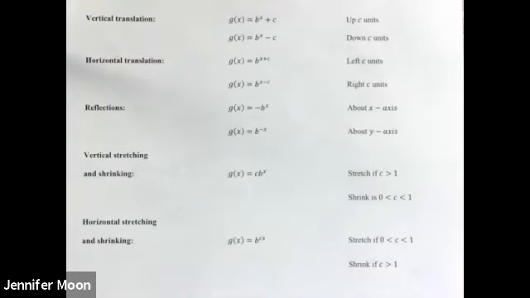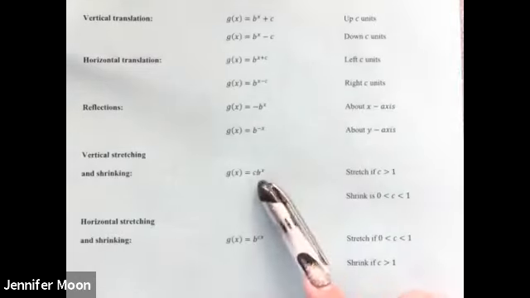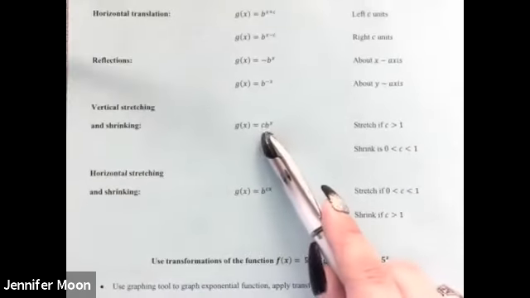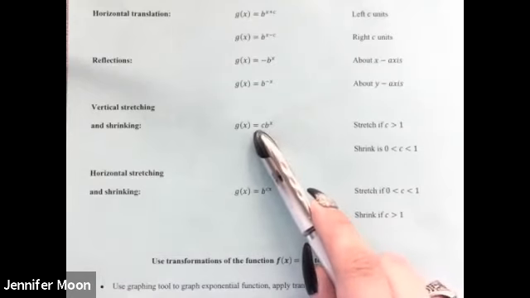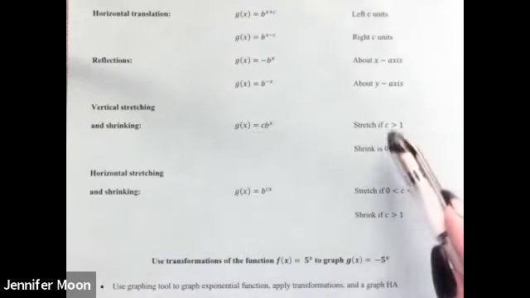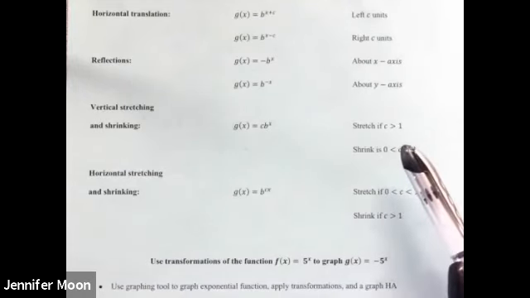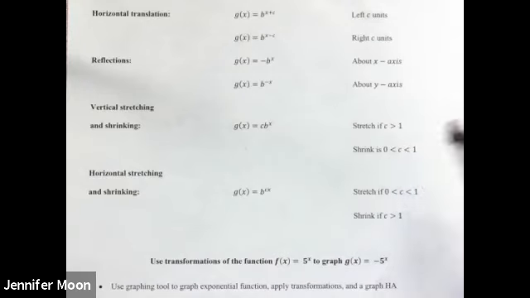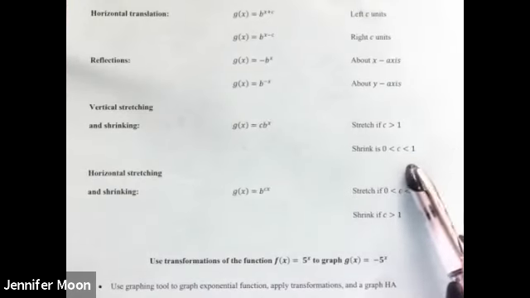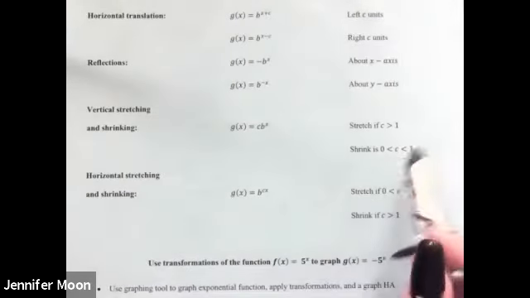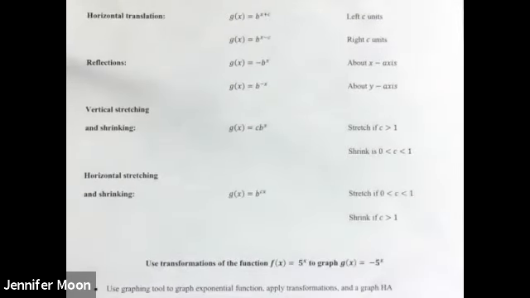Okay, so vertical stretching and shrinking. If we have an exponential function and in front we have a constant multiplied by it, it's either going to shrink or stretch, and that's determined by whether our c is greater than 1 or in between 0 and 1. So 2, 3, 4, 5, any variation of that, 2.7, whatever. And this one between 0 and 1 would be a fraction, okay? So shrinking would be if our constant's a fraction, stretching would be if it's greater than 1.